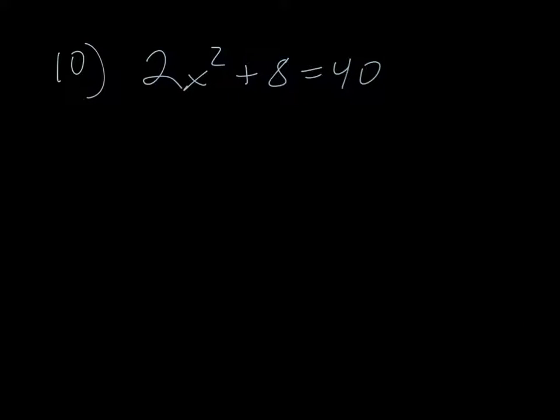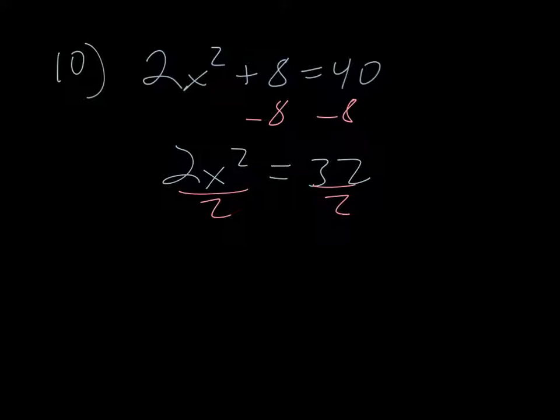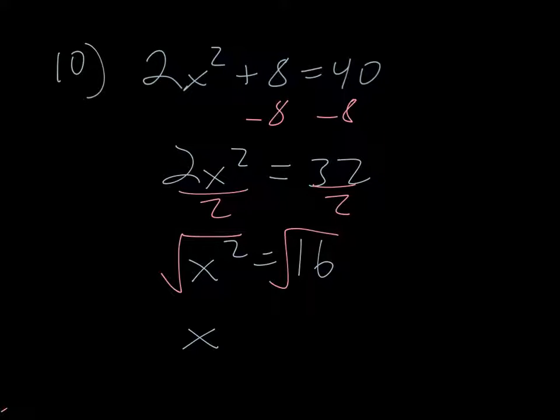Okay, so again, this is another square root problem. I minus 8 on both sides. That gives me 2x squared equals 32. I now divide by 2, and I get x squared is equal to 16. When I go to square root the x squared, that gives me just x. When you square root the 16, we're going to say that's plus or minus 4. The idea there being that 4 times 4 is 16, and also negative 4 times negative 4 is positive 16.